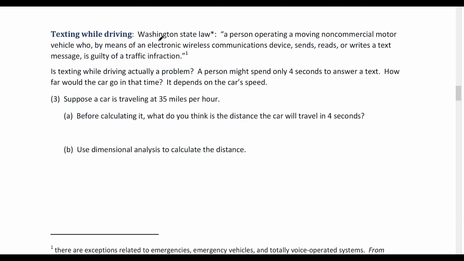Okay. Texting while driving. Washington state law. Person operating a moving non-commercial motor vehicle who, by means of whatever, the person might spend only 4 seconds to answer a text. How far will the car go in that time? It depends on the car's speed. So suppose the car is going 35 miles per hour. Before calculating, what do you think is the distance the car would travel in 4 seconds, then we'll use dimensional analysis. I don't know, let's say 100 feet. I'm going to guess 100 feet.